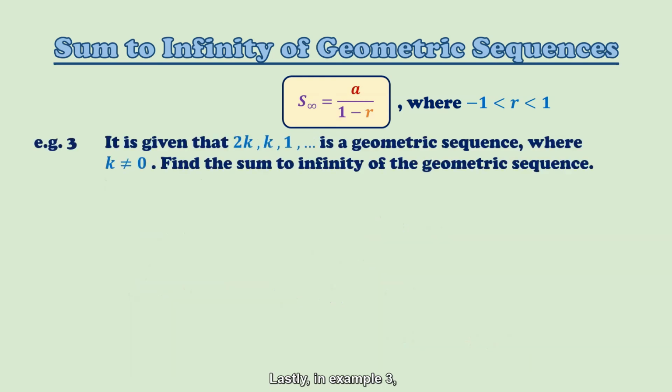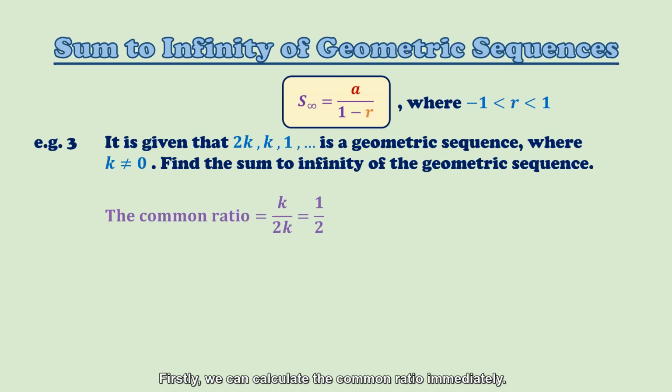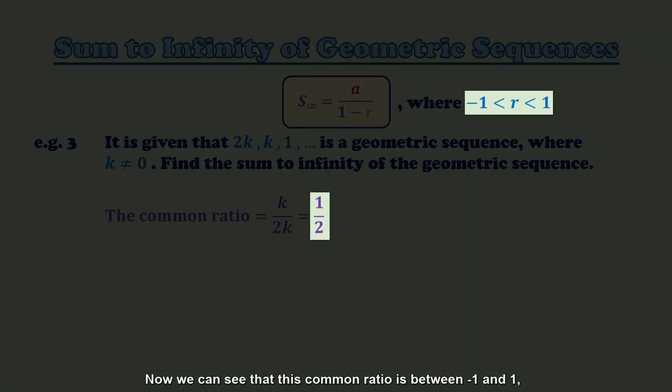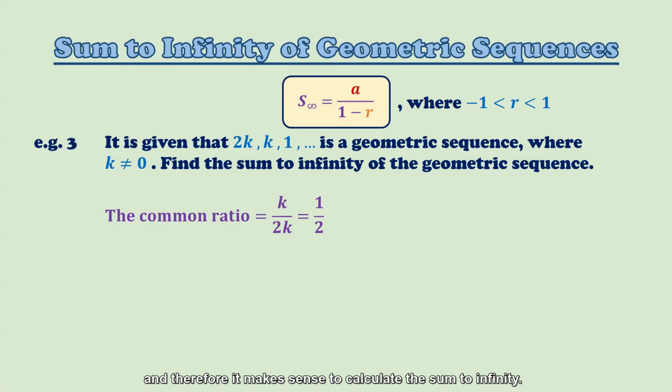Lastly, in example 3, it is given that 2k, k, 1, and so on and so forth is a geometric sequence, where k is a non-zero number, and then we need to find the sum to infinity of the geometric sequence. Firstly, we can calculate the common ratio immediately. It is equal to the second term over the first term, which means it is equal to k over 2k and it is equal to 1 over 2. Now we can see that this common ratio is between -1 and 1, and therefore it makes sense to calculate the sum to infinity. Now to calculate the sum to infinity, we need to know the first term.